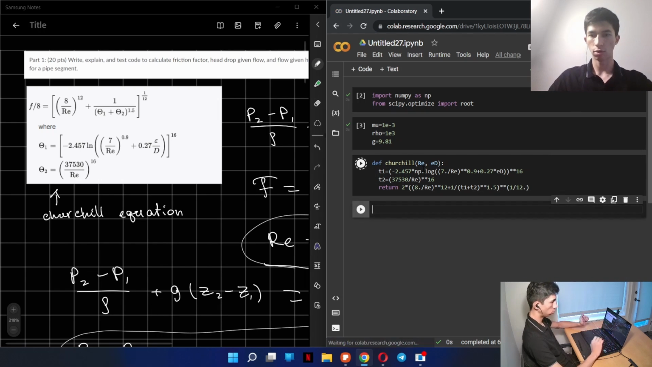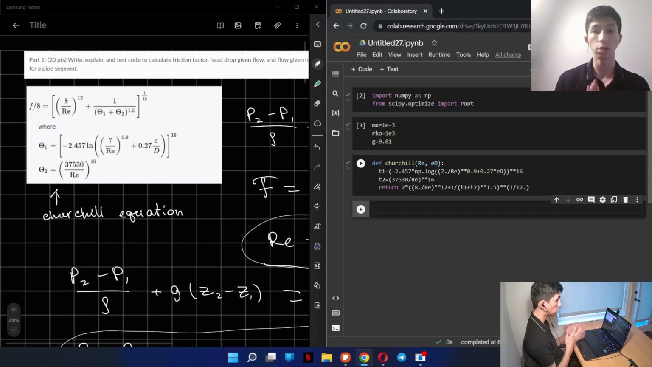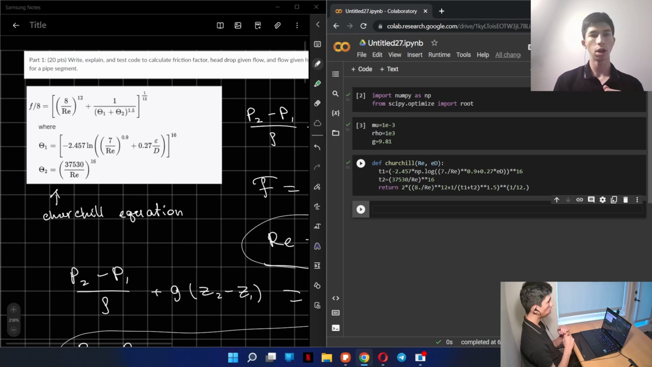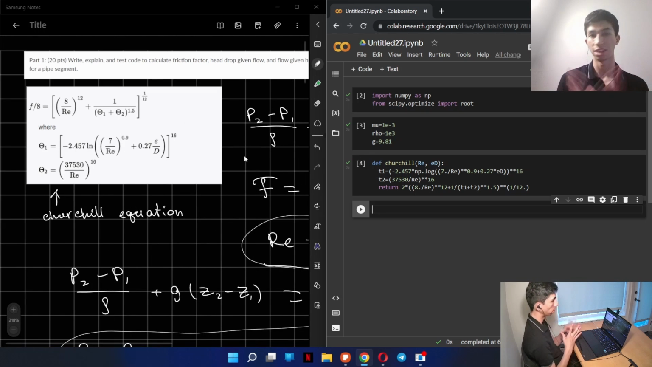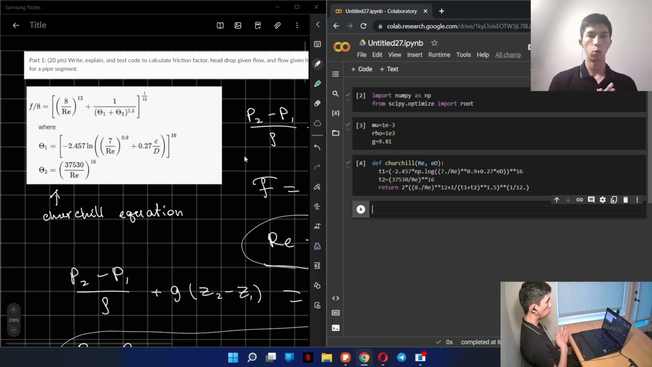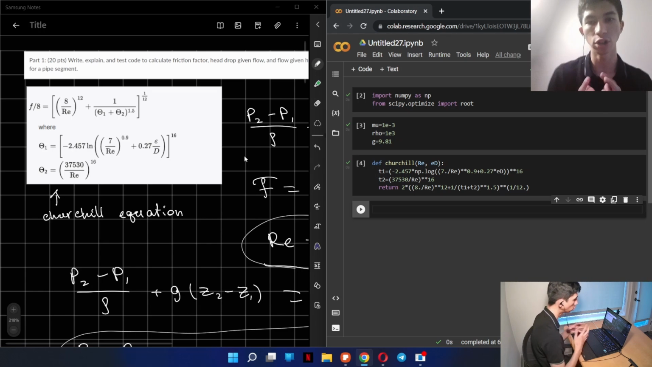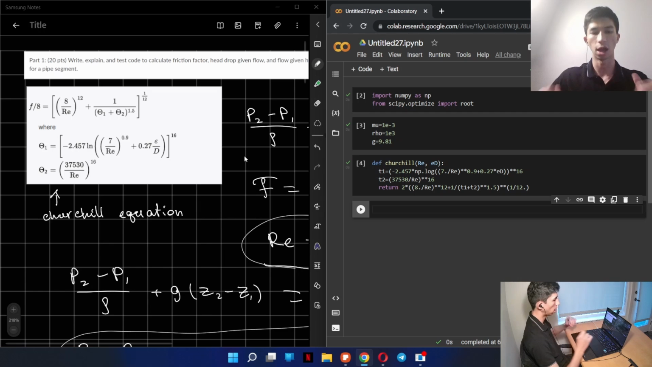Okay, let's try to run it. So now we have our Churchill equation, which is going to give us the value of the Fanning friction factor for a particular Reynolds number. And we also have to plug in the roughness of our pipe. The next thing we're going to do is calculate the head drop given a flow, right? So we need a function that is going to calculate the head drop.